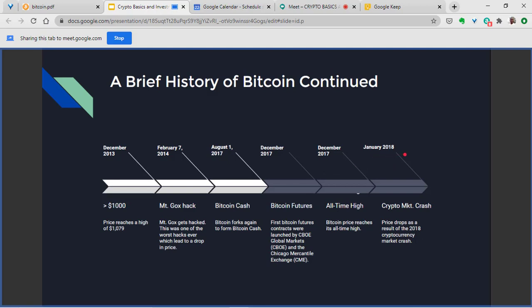Because of that, this is what happened: the crypto market crash. Because a lot of people jumped in, they didn't know the value. Everybody was just saying, let me buy, let me buy, let me buy. It's going up, it's going up. Let me buy. So that's how it was.